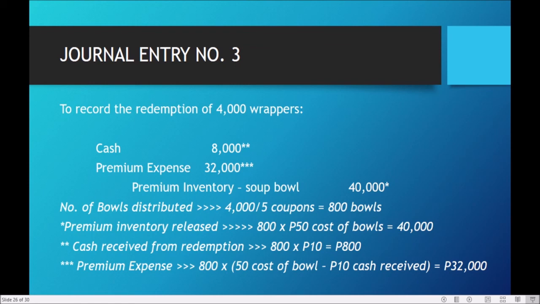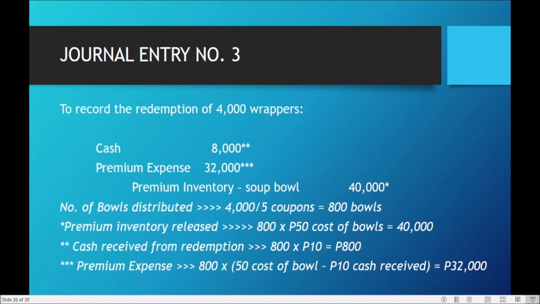So, if we have 4,000 coupons redeemed, we divide that by 5, which means 800 soup bowls were distributed. So, the premium inventory released at cost would be 800 soup bowls multiplied by 50, which equals 40,000. So, we credited premium inventory, soup bowl, 40,000, because we are deducting it from our asset account since we have released it.